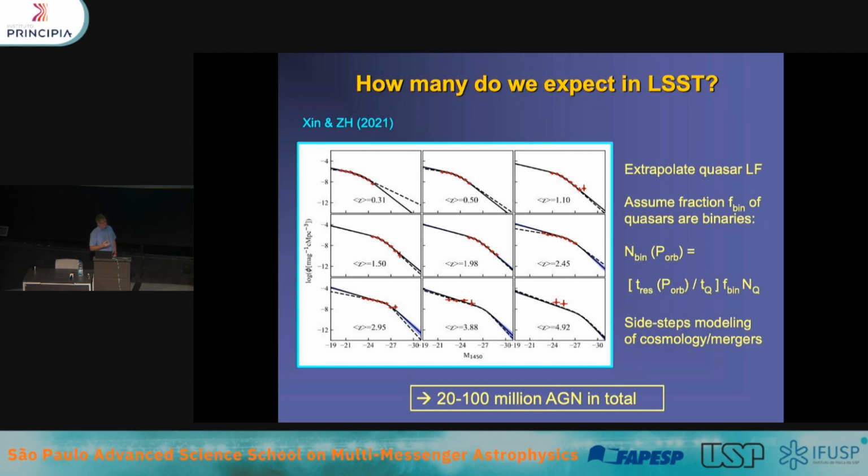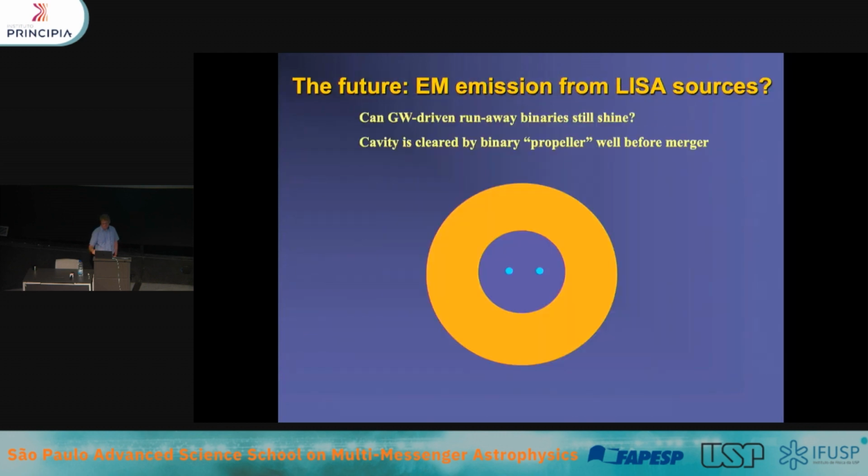And in any case, there will be many, many sources which will not be merging in human lifetime, but are clearly gravitationally wave-driven, guaranteed precursors of LISA sources. So that's very good.